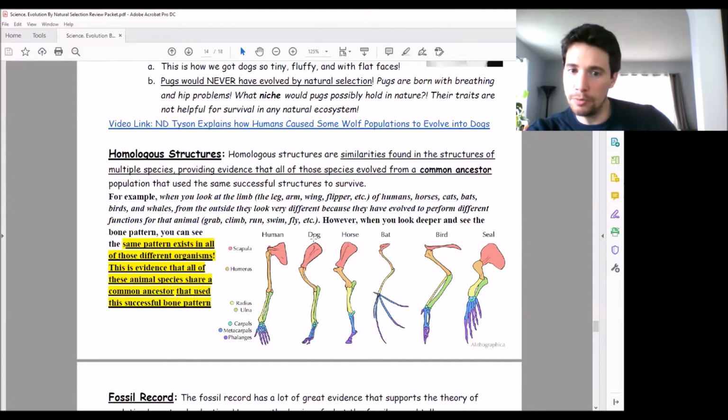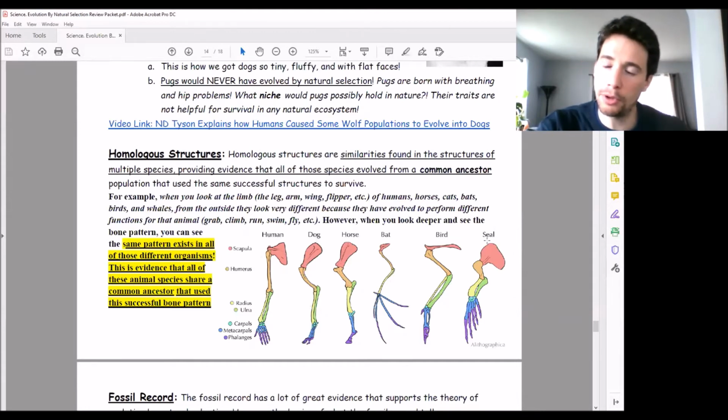And check it out. A human, a dog, a horse, a bat, a bird, a seal, these are all pretty different organisms, but they all have the same pattern inside of their bones, even though they use these limbs for different things. Bats fly, and seals swim, and birds fly, and horses gallop, so we use them for different purposes, but if you look inside the limb, there are similarities in structure. And what does that tell us? That tells us that we all come from a common ancestor that had that same structure.